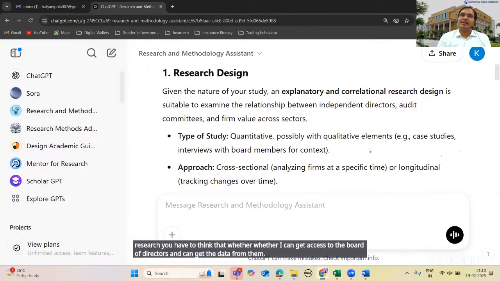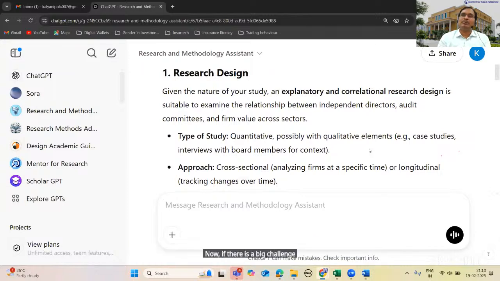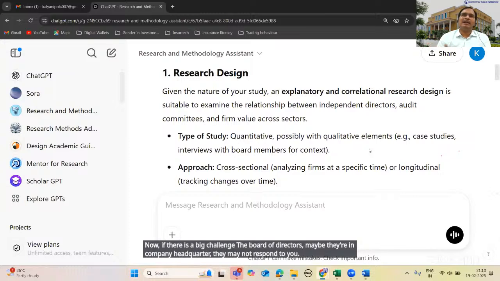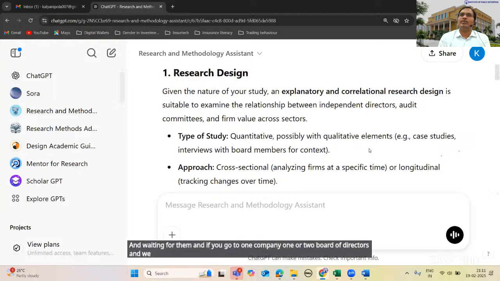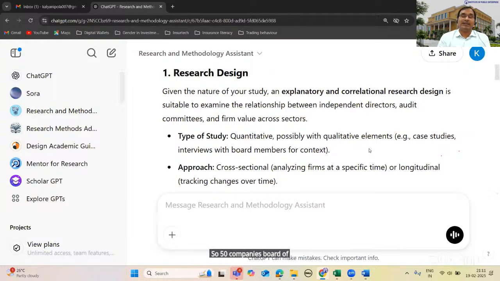Now, that is a big challenge. The board of directors, maybe they are at a company headquarters, may not respond to you, and you keep waiting for them. And if you go to one company, one or two board of directors, and we say that the sample needs to be a minimum of 50, then getting data from the board of directors of 50 companies is a very Herculean task.